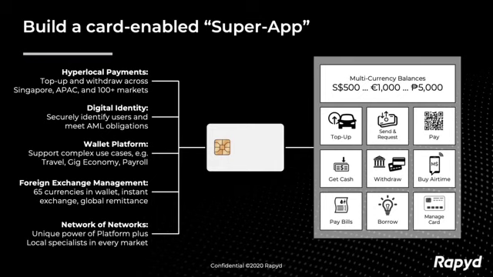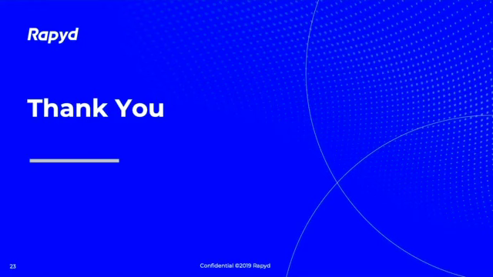Finally, if you're looking at building a super app, Rapyd is the name you should be working with, because we can not only do hyperlocal payments, we do the digital identity verification, we create the wallets for you, we can manage the foreign exchange for you and settle all the funds for you. And that's the most amazing thing about Rapyd. We can do all of this for you through one single integration.